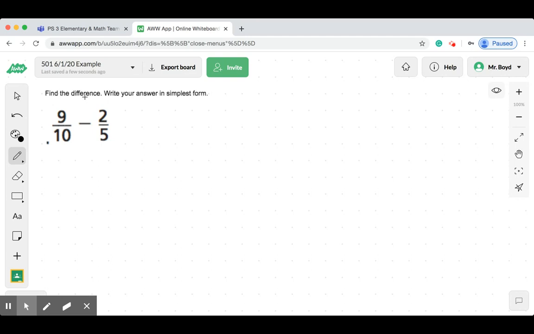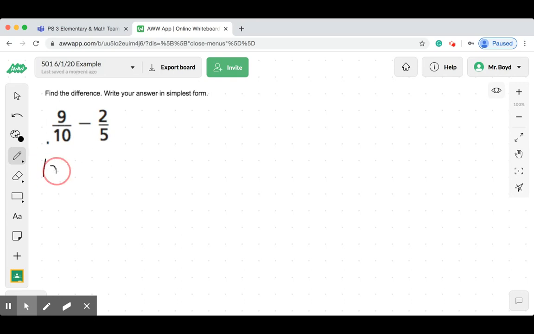So our first problem says find the difference, write your answer in simplest form. We have 9/10 minus 2/5. Now we cannot subtract these because they do not have the same denominator. They have unlike denominators. So what I'm going to do is list the first 3 multiples of 10, and I'll list about the first 4 to 5 multiples of 5, and we'll find the lowest common denominator.